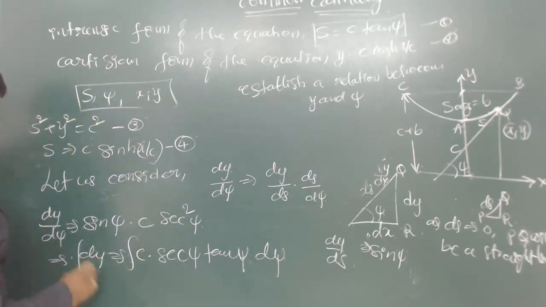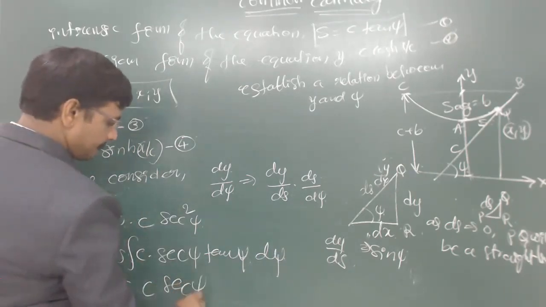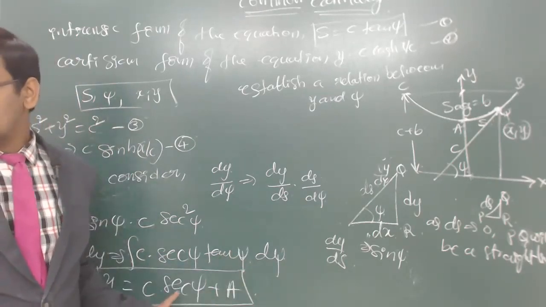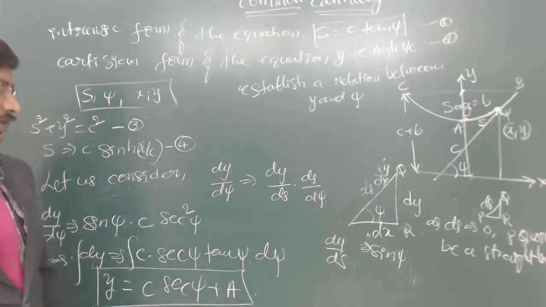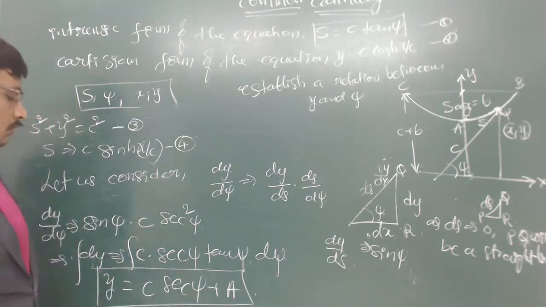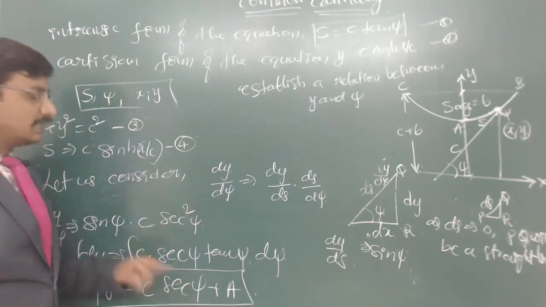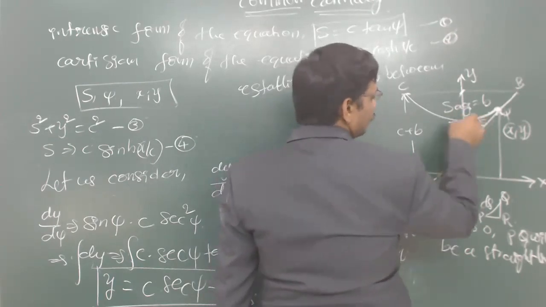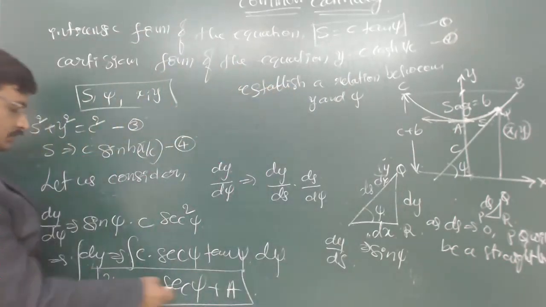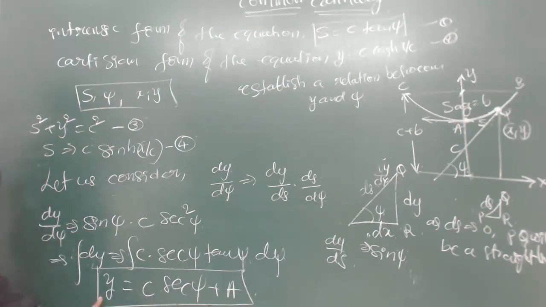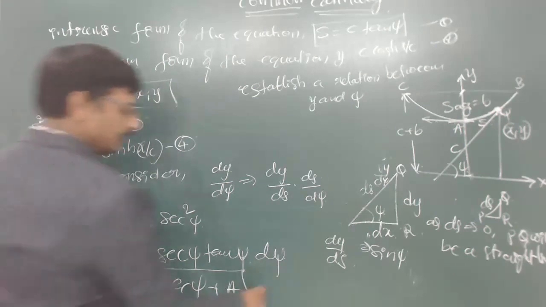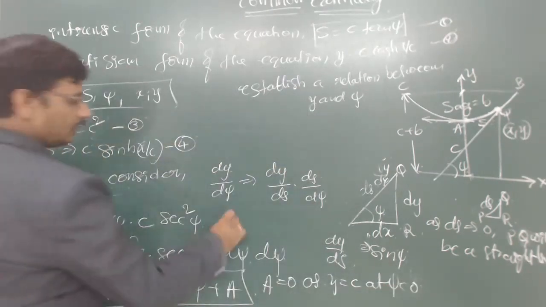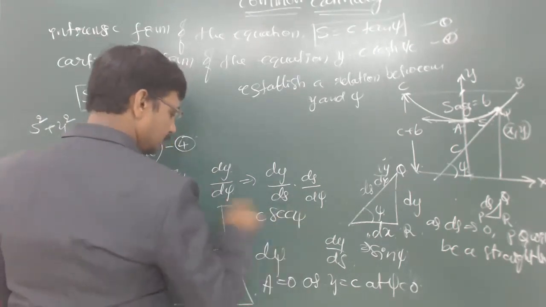Now if you integrate on either side, y is equal to c times secant psi plus a, some constant. The integral of secant into tan is nothing but secant. So c secant psi plus a. Now this a value we need to find out, because this is the arbitrary constant we got by integration. So y equals c at psi equal to 0, that is at x equal to 0. This y value is c, and the tangent at this location will be exactly horizontal, which makes an angle of 0. So secant 0 is 1, and then y is equal to c. So both the c will cancel out, and a equals 0 as y equals c at psi equal to 0. So from this relation we have y is equal to c secant psi. So this is the relation between these two.